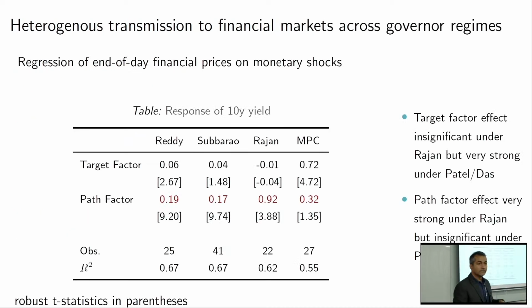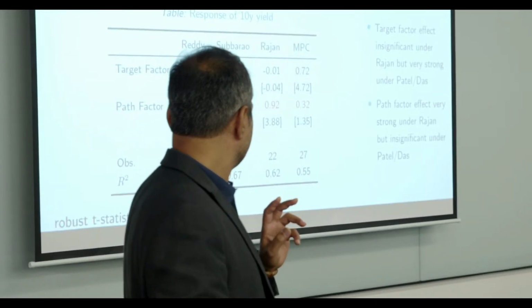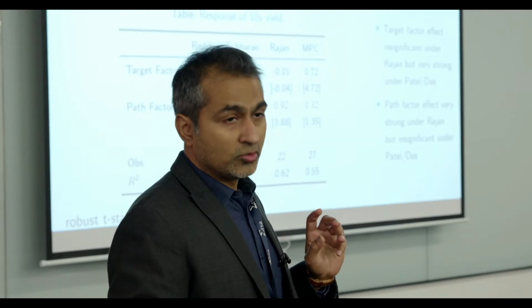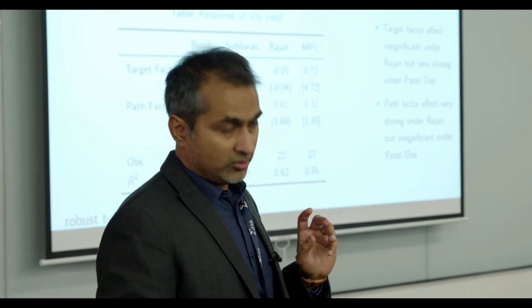So there are two ways of finding the insignificance. One of them is there are surprises, but the market doesn't react to them. The other one is there is no identifying variation, right? So there are no surprises, hence no reaction. That's right. Which one is it?